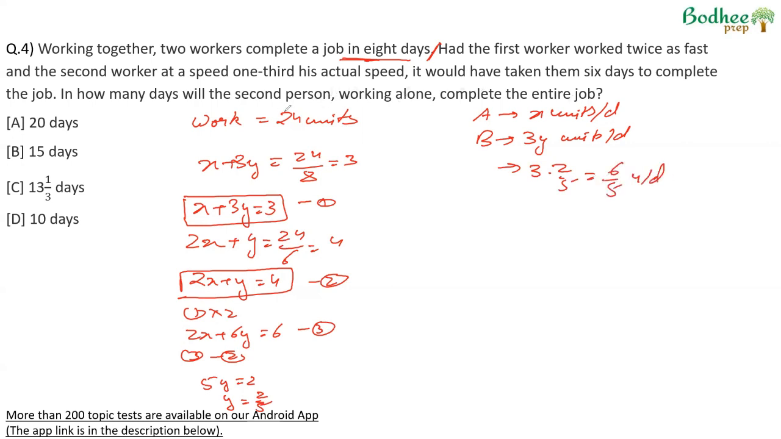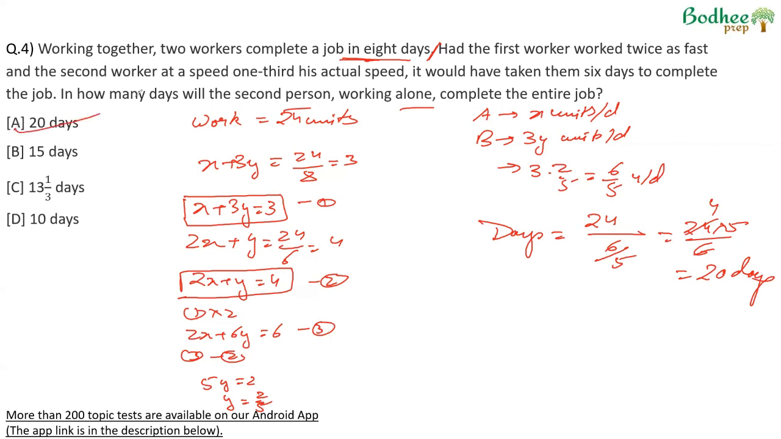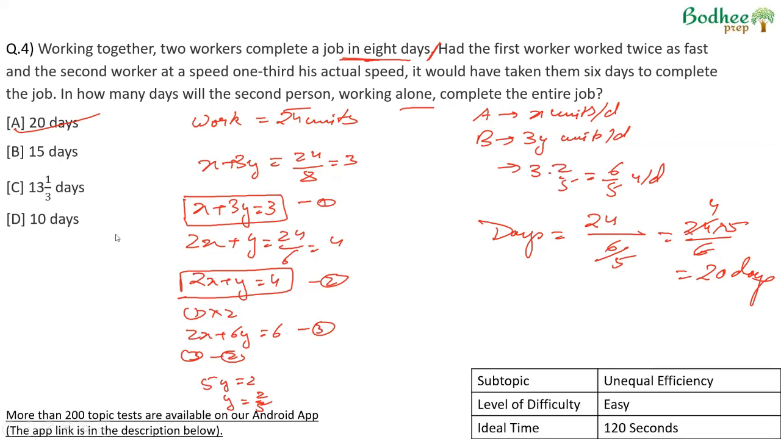In how many days will the second person working alone complete the work? So the number of days required by the second person will be work to be done, 24 units, over efficiency of 6 by 5 units per day, and therefore 24 into 5 by 6 days will be required, which is nothing but 20 days. That becomes the answer, option A. Again, in terms of level of difficulty, I'd say an easy sort of question. Basic steps are involved. The calculation might take a bit of time, and therefore might reach 2.5 minutes. But conceptually, it's an easy question, with easy numbers also.